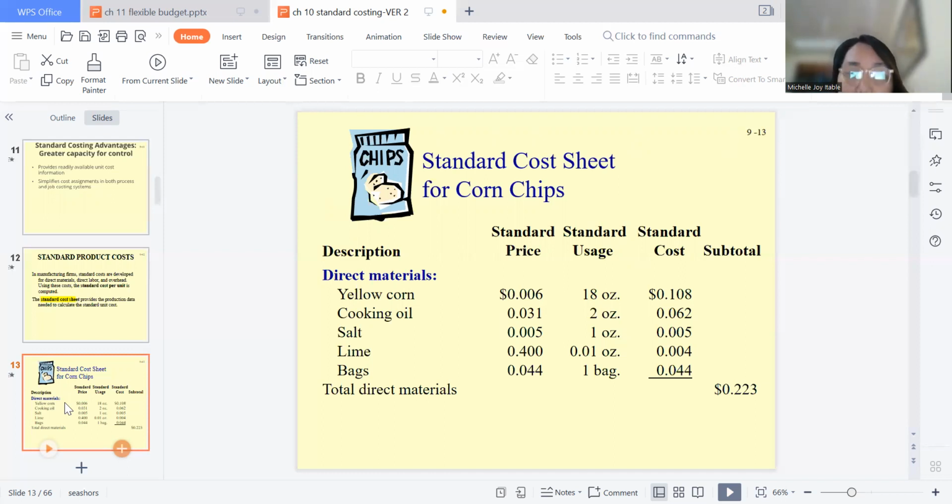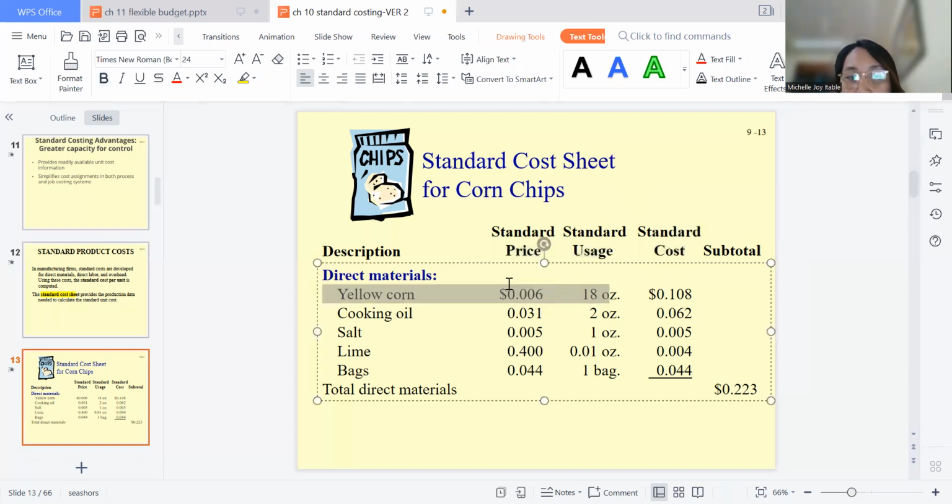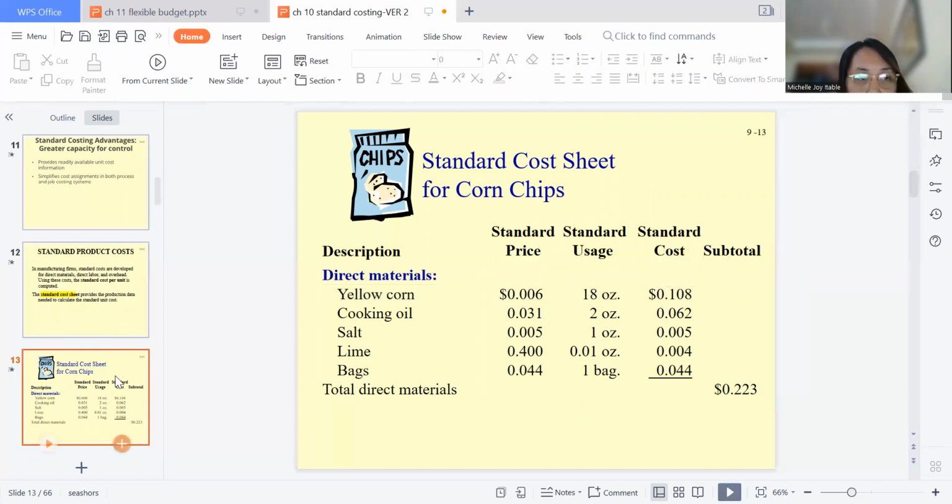We have here the standard usage. When we say usage, class, this also pertains to the quantity. So it means that this 18 ounces is needed in order for 1 unit of chips to be produced, because chips is our product here. For 1 unit, we need 18 ounces of yellow corn, at a standard price of 0.006. So standard usage is also called standard quantity. So we have here the standard cost, when you multiply 18 times 0.006.